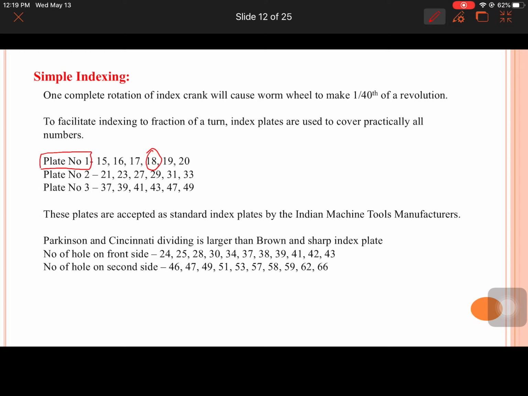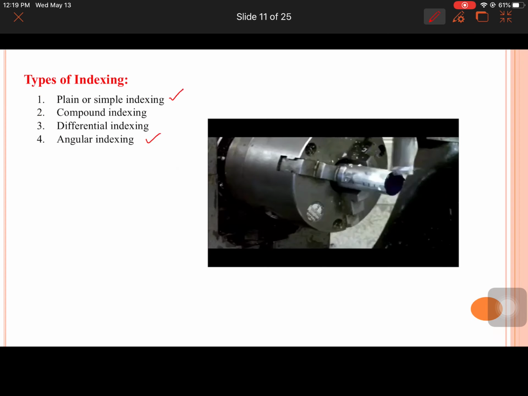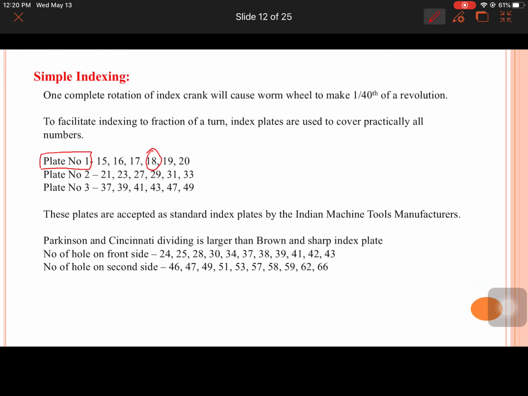So which plate is that? Plate number 1. So for this 18 number of teeth production, I need to use plate number 1 which is having 18 hole circle. So what we need to do? We need to rotate the crank for 2 complete revolutions. After that, I need to move up to the 4th hole in the 18-hole circle. So that is the meaning of this. This index crank has to be rotated for 2 complete revolutions, and after that I need to move to the 4th hole in the 18-hole circle, so that you can generate 18 number of teeth on the work part.